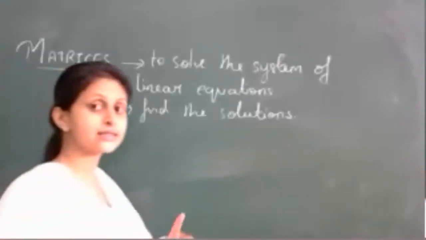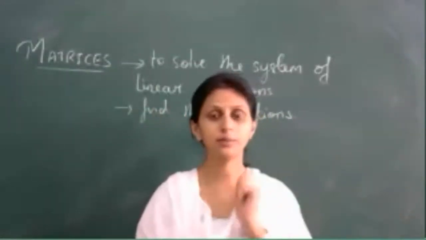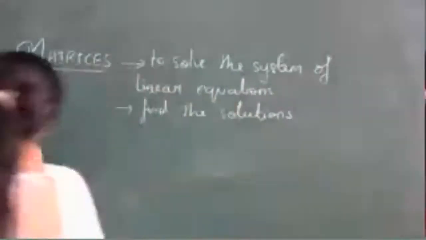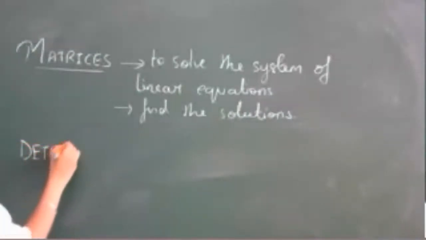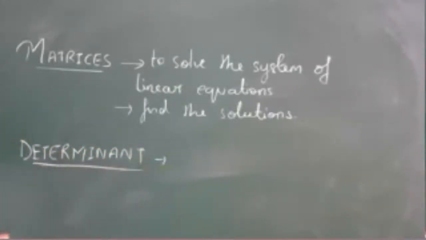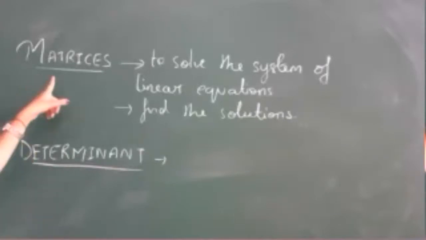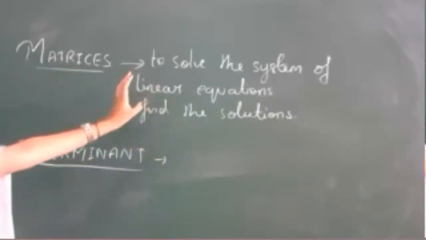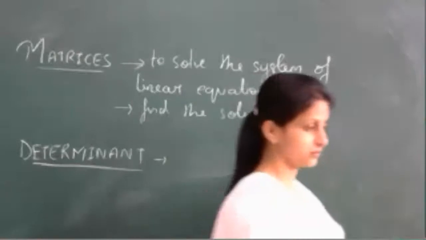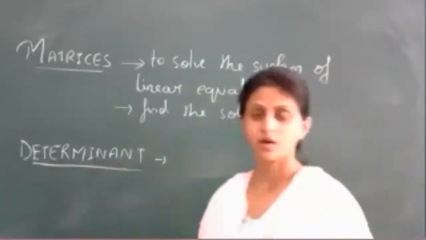Uzma, to solve the solutions related to matrices. See here, finding the solutions is the work of matrices, not determinants. Matrices help us to find the solutions of systems of linear equations. What does determinant do? Yes, tell me, what does determinant do? Matrices will help us to find the solutions of systems of linear equations. What does this determinant do?